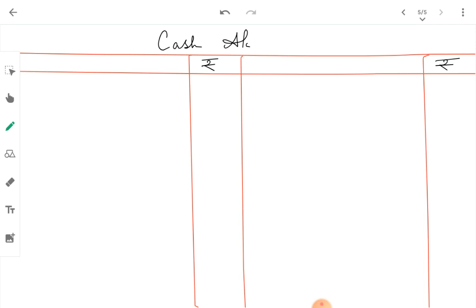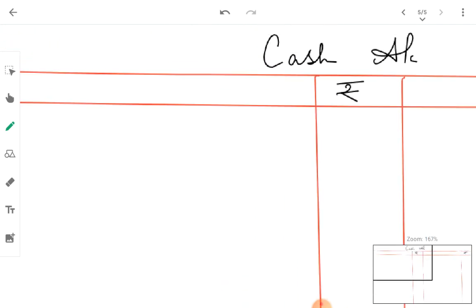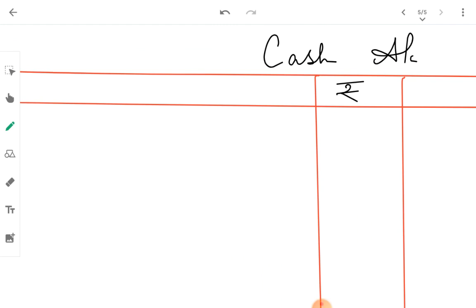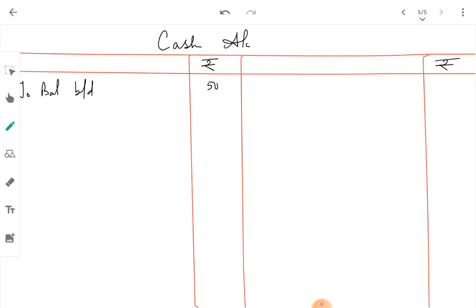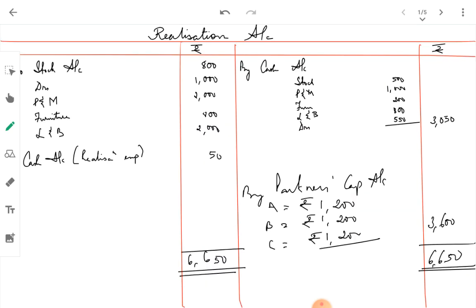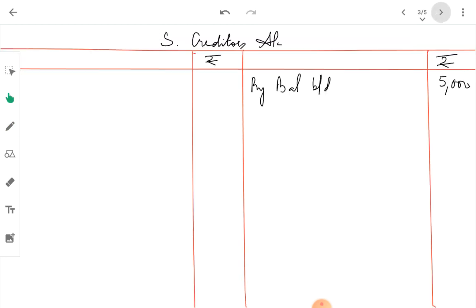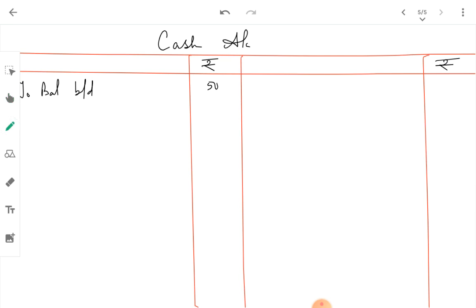And now let's go to our cash account. In case of cash account, firstly, you have a balance there, cash in hand, rupees 50. And remember the date column. So in case of cash account, to balance brought down, the amount is rupees 50. And then in case of our realization account, we had the amount on sale of assets, rupees 3,050. So let's record that on the sale of assets.